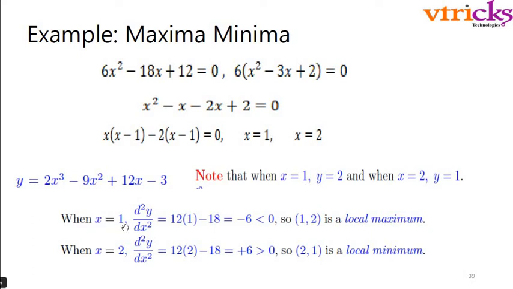When you have x equal to 1, d2y by dx square is 12 into 1 minus 18. We get a minus 6. And this is less than 0. So this point (1, 2) is a local maximum.